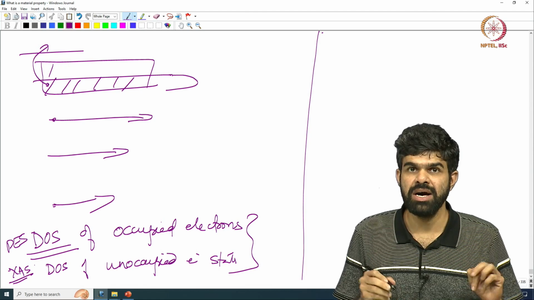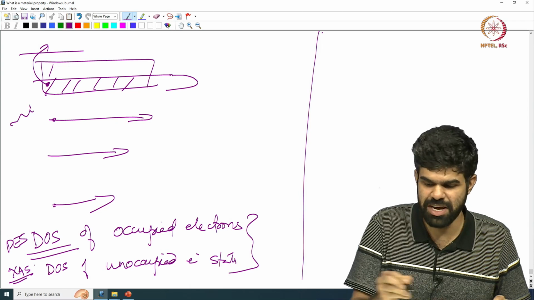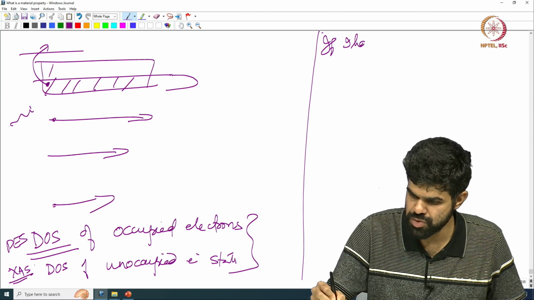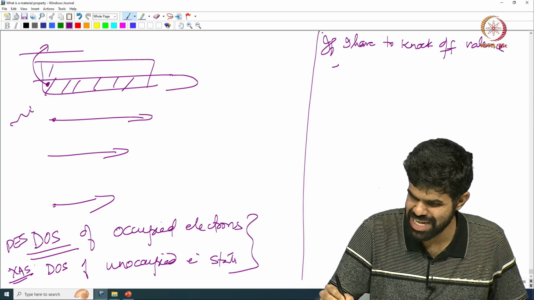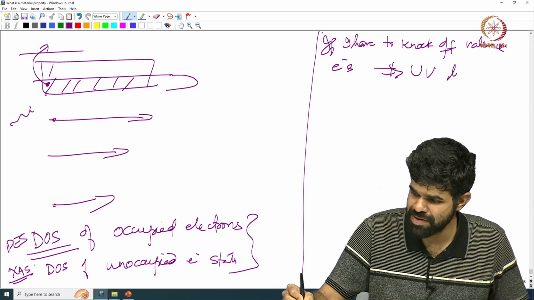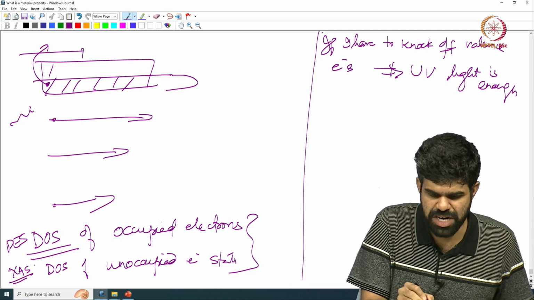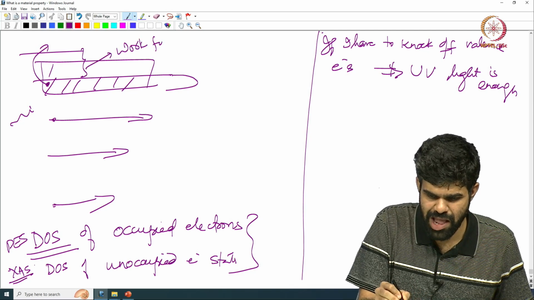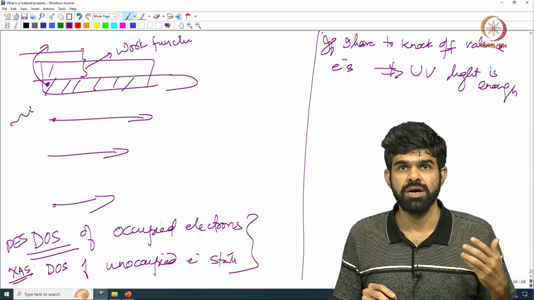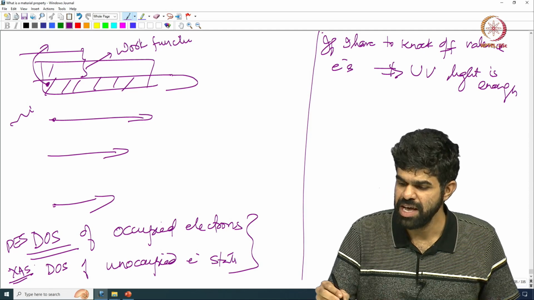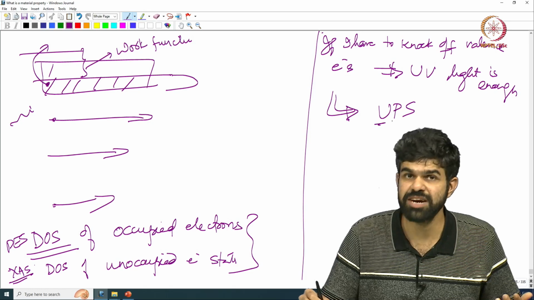So, in other words, if I have to knock off just a valence electron, I do not need to give X-rays. If I have to knock off valence electrons, UV light is enough or visible light is enough. It is just the work function. This is what is called the work function. So, I have to just go above the work function and just UV light or visible light is enough, and this comes under photoelectron spectroscopy as well, or UPS, ultraviolet photoelectron spectroscopy.